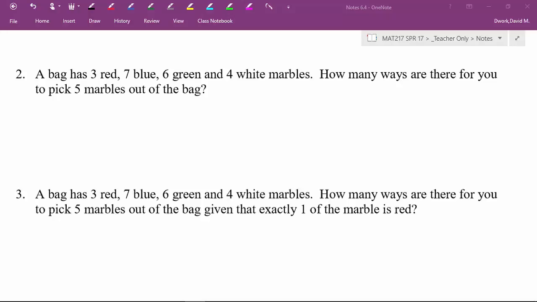Here we go, a few examples of permutations and combinations. So starting off with a bag that has 3 red, 7 blue, 6 green, and 4 white marbles. How many ways are there for you to pick 5 marbles out of the bag?